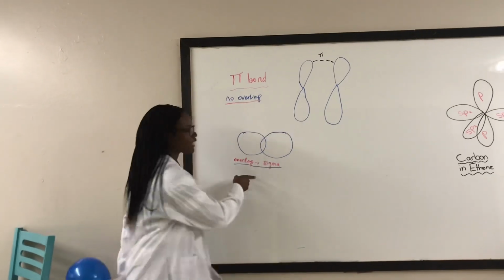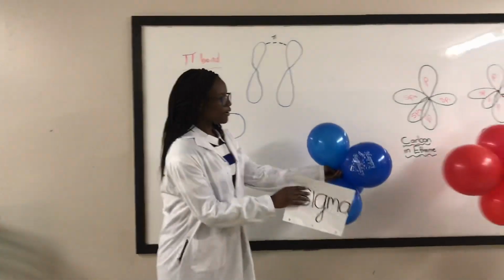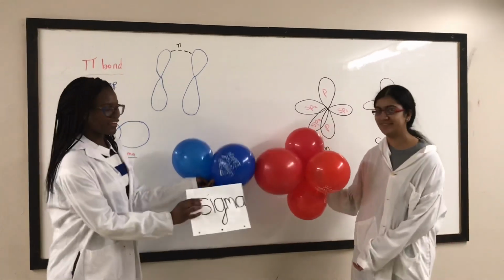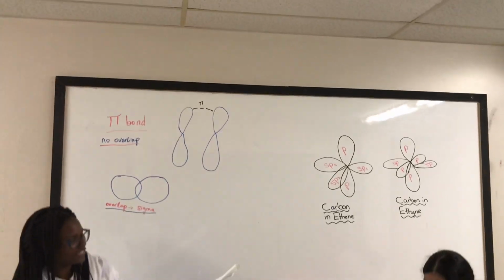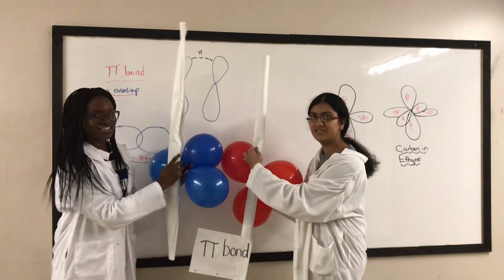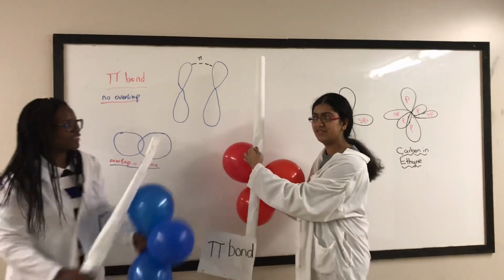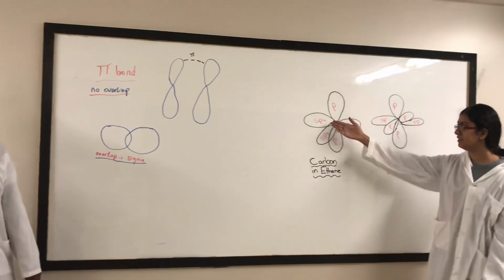Pi bonds and sigma bonds are types of covalent bonds. Sigma bonds are created by end-to-end overlapping. A single bond is an example of a sigma bond. Pi bonds are formed by parallel side-to-side overlaps. A double bond is one sigma and one pi bond. A triple bond is two pi and one sigma bond. sp2 and sp hybrids are accompanied by these bonds.